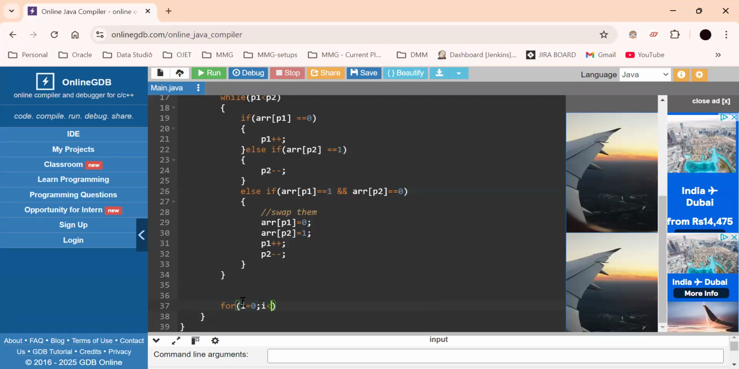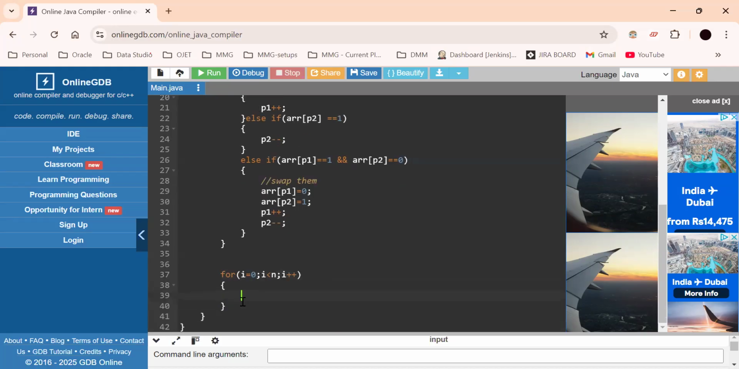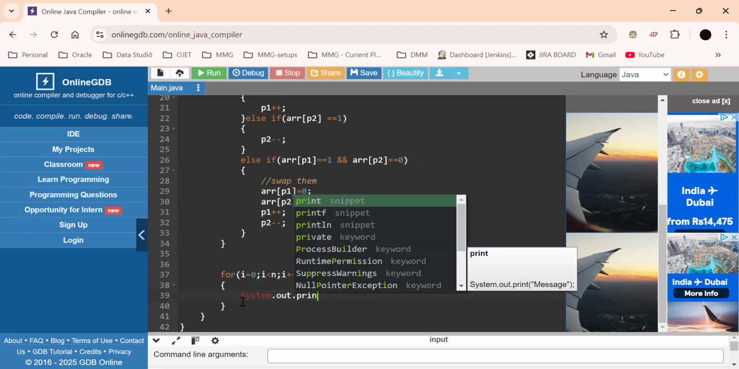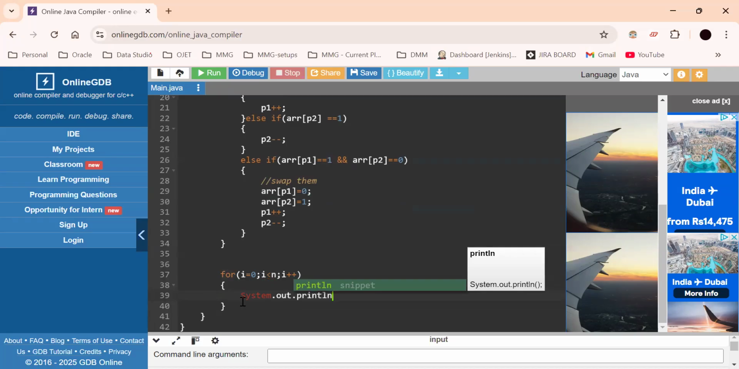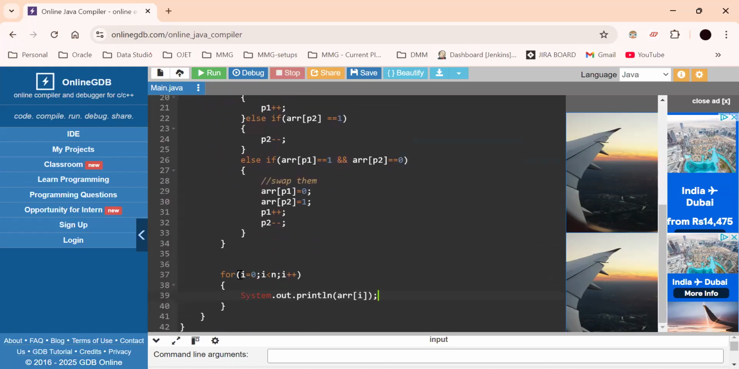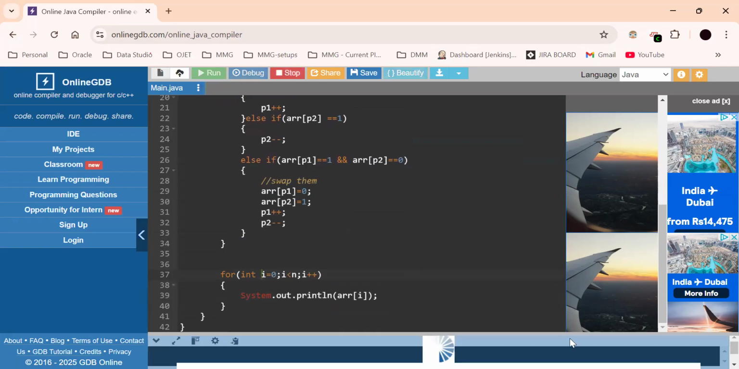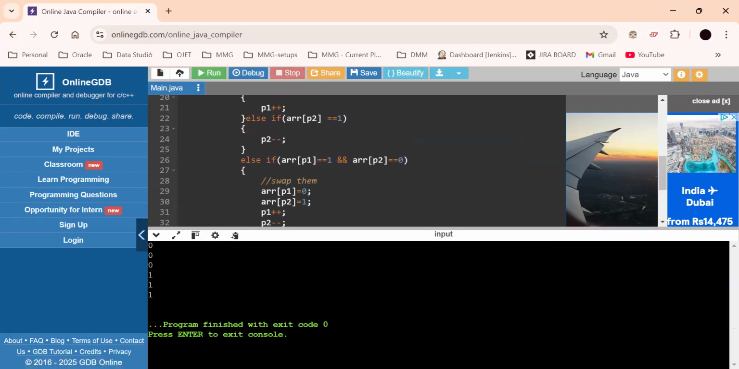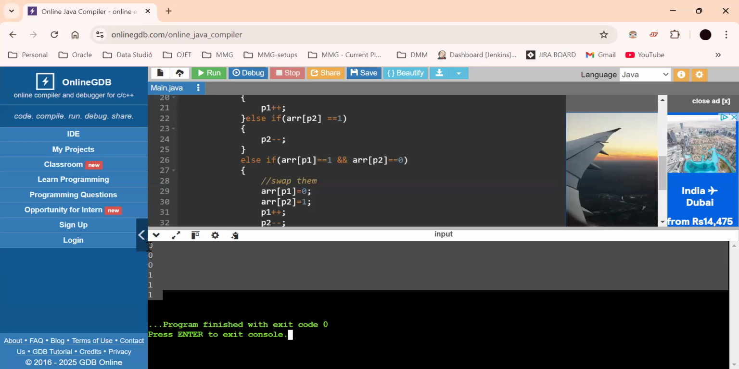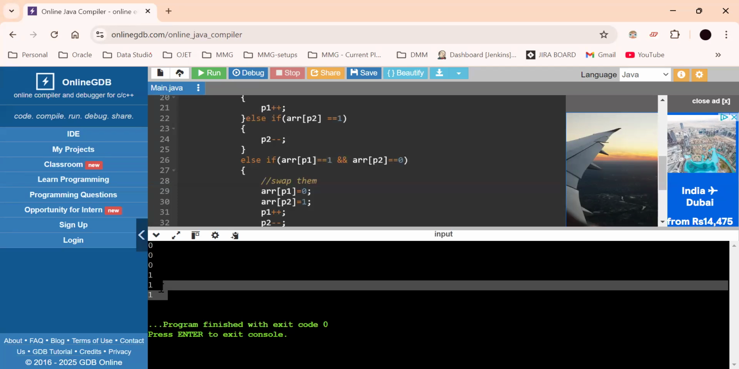For int i equals 0, i less than n, i plus plus, System.out.println array of i. Let's run this. Now we can see this array is sorted. All zeros came first, all ones came in the end.